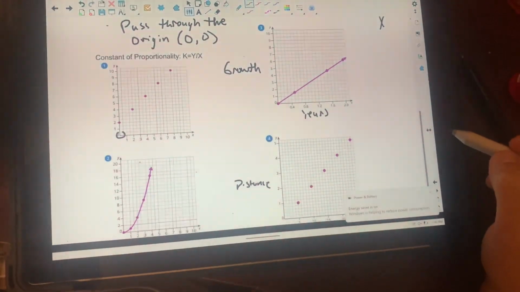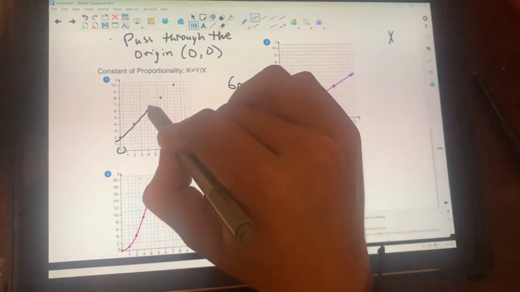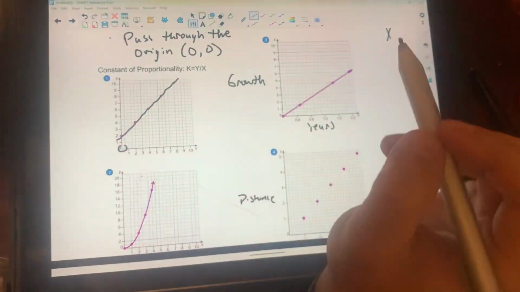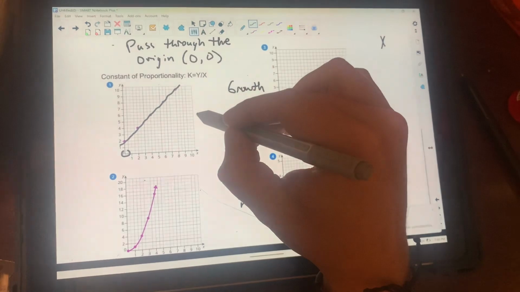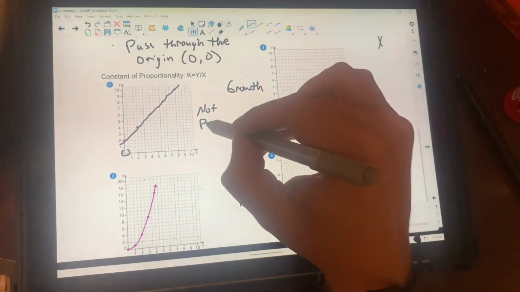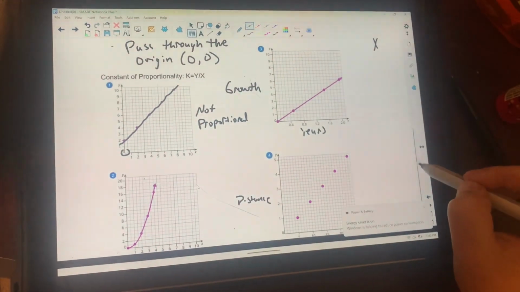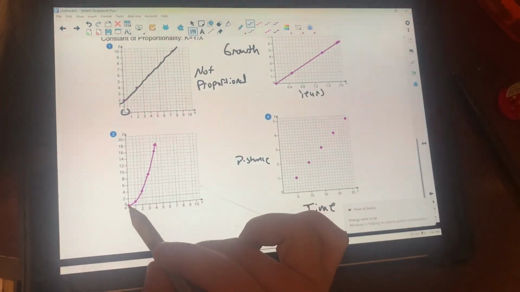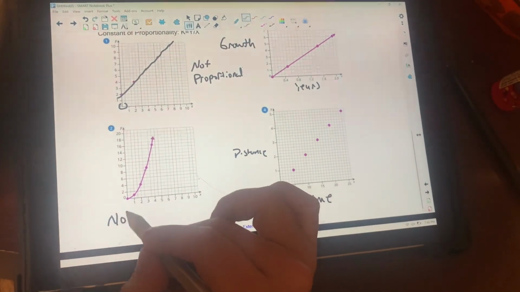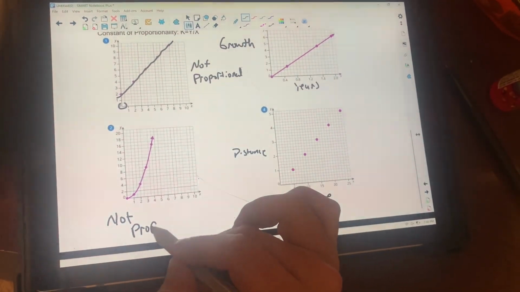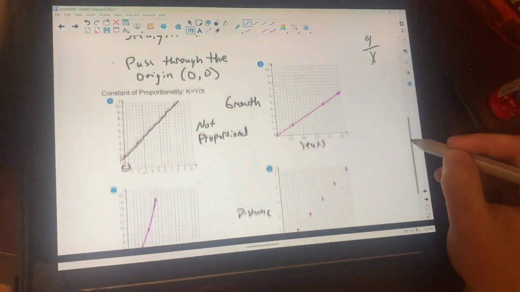So when we look at this, it shows us this is our line. The line is straight, so it passes that test, but then it does not pass through the origin. So this one's very easy to see. It's not proportional. This one down here passes through the origin, but it's not a straight line. There's definitely a curve in there. Not proportional. So it has to meet both criteria to be proportional.